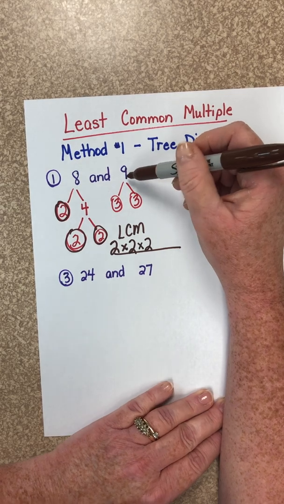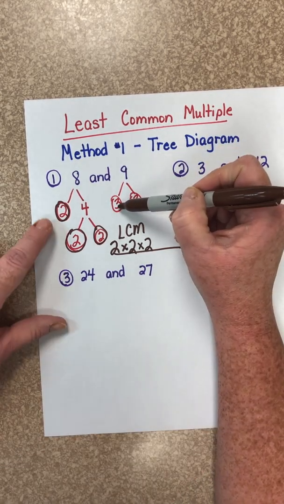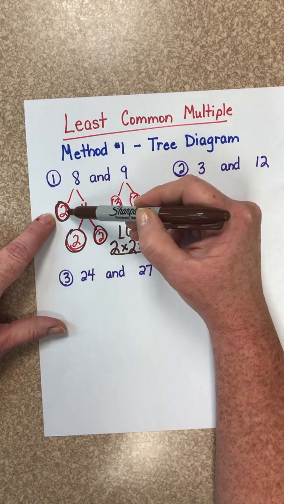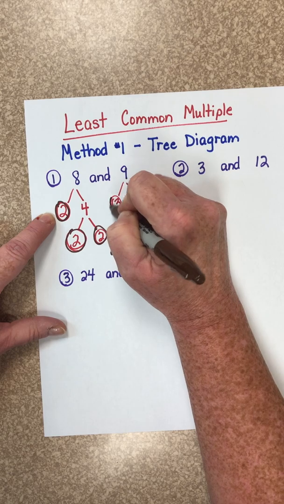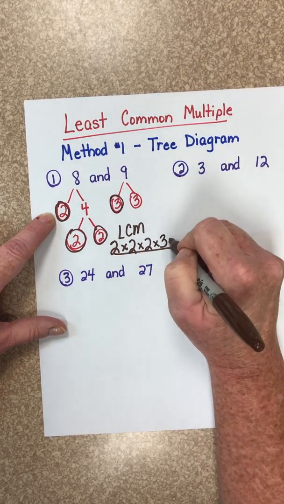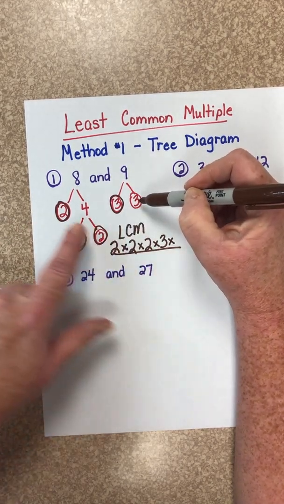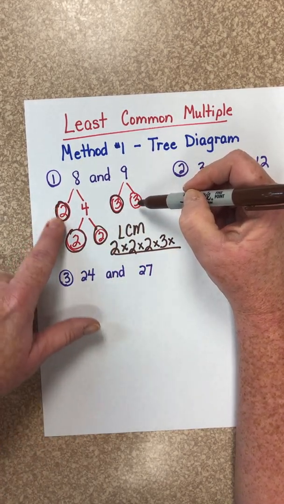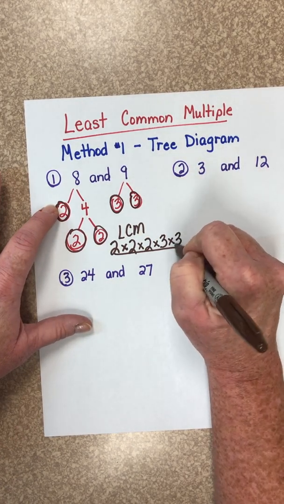And now I think about 9, and it has 2 factors, 3 and 3. So I think about the first 3, and I look to the first tree. Did I use a 3? Well, no. So that means I need to keep that 3 and use it in my answer, in my product that I'm about to get. And I notice that I have a second 3, and I look over here and say, well, no, I didn't use a second 3, so that means I need that 3.